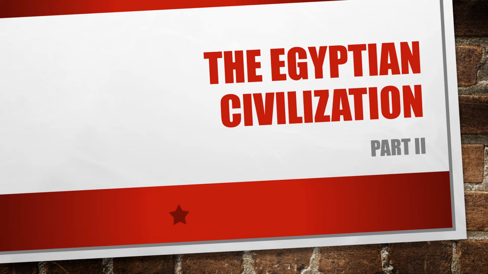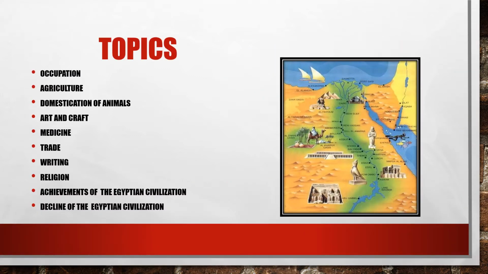So now let's see what the topics are for today's video. Our topics are occupation, agriculture, domestication of animals, art and craft, medicine, trade, writing, religion, achievements of the Egyptian civilization and decline of the Egyptian civilization. We will learn about these in detail in the coming slides one by one. So now let's start our topic, that is occupation.